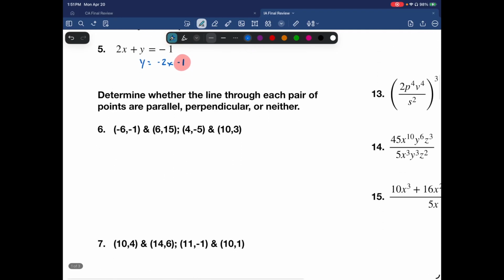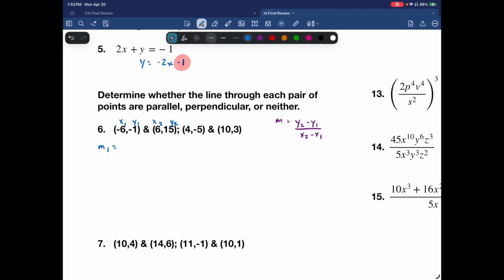All right, now, 6, 7, and 8, you're trying to determine whether you got to find the slope twice, and you're trying to find if it's parallel, perpendicular, or neither. Okay, so first of all, this is x1, y1, x2, y2. Okay, and then my slope formula, if you remember, is y sub 2 minus y sub 1 over x sub 2 minus x sub 1. Just follow the formula, and all will be well.